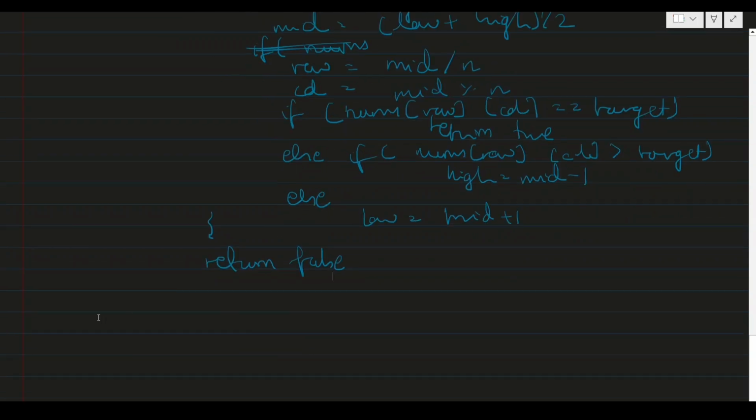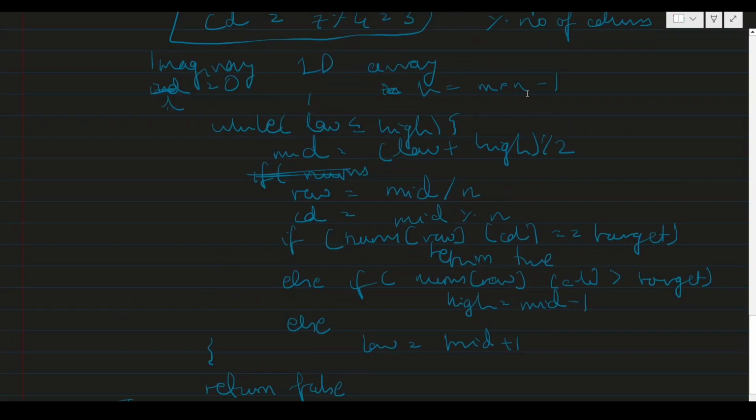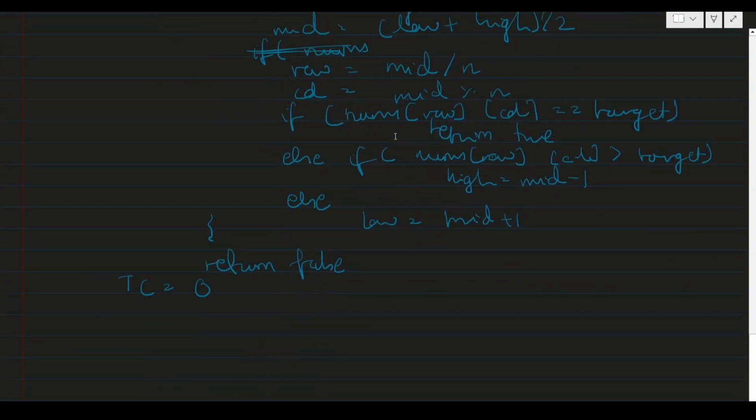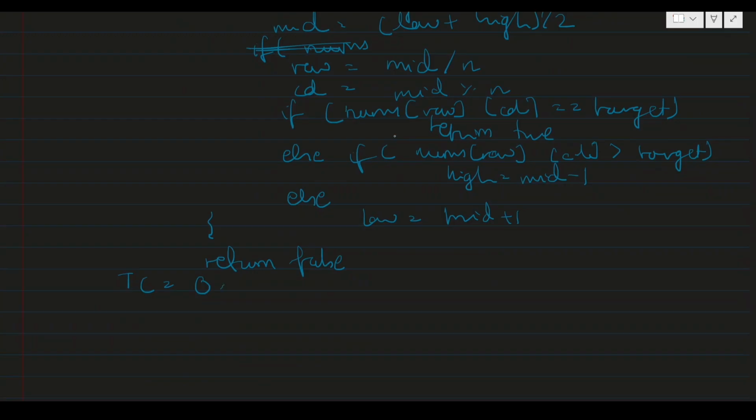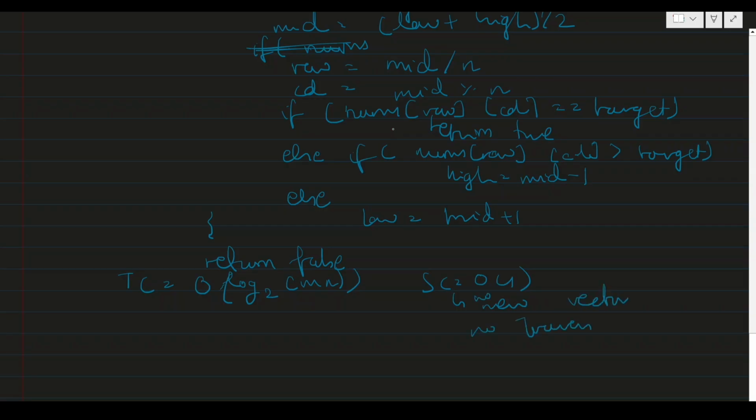The time complexity of this approach: the search space is m cross n, from 0 to m cross n minus 1, and we are performing a binary search, so the time complexity will be log to the base 2 of m cross n. The space complexity will be O(1), because we are not storing a new vector and not doing any extra traversals.